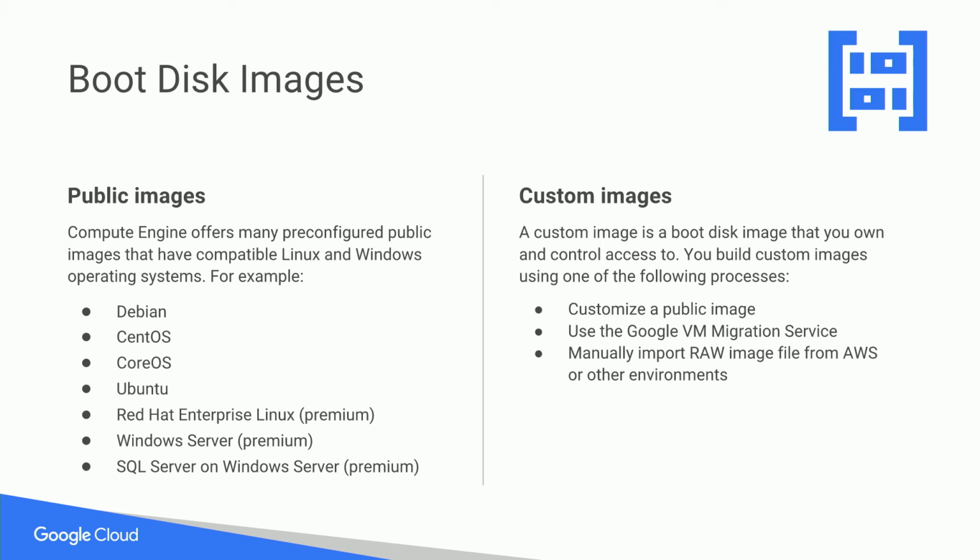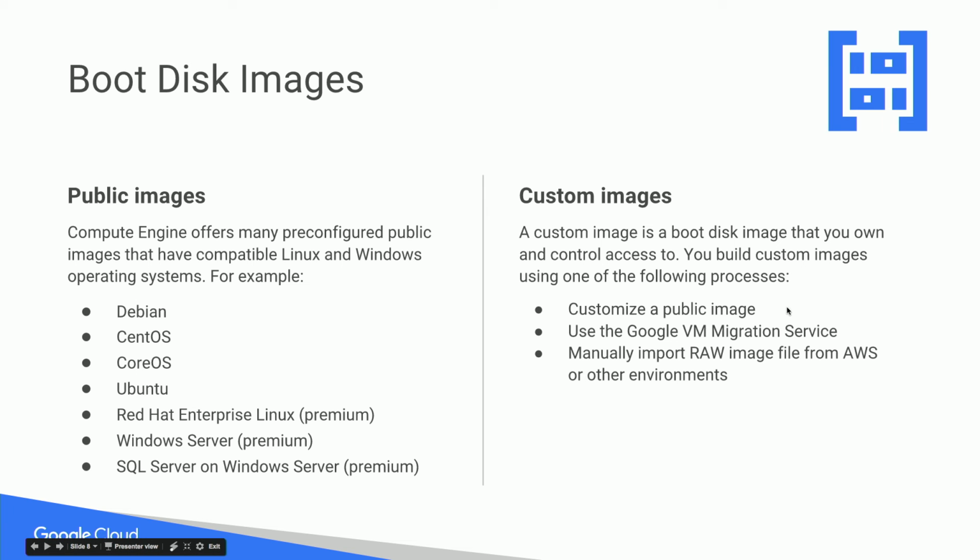Generally what happens is you'll start with a public image and then you'll install your own software, you'll change the configuration, and then you'll save that as a custom image. And that's what we did in the example. So we used our custom front end and our custom back end images in order to create instance templates and then auto-scaling instance groups. So that is customizing a public image.